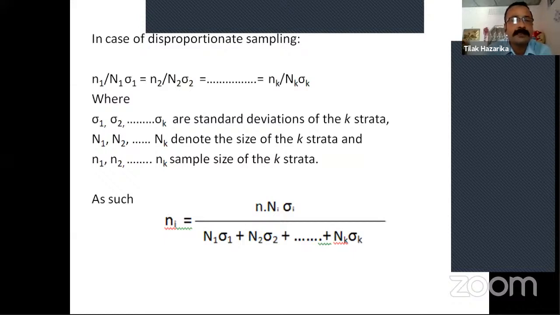So here, sigma 1, sigma 2, sigma k are the standard deviations of the k strata. N1, N2, Nk are the sizes of the k strata, and how much sample we have to draw is small n1, small n2, and small nk. That is the size of the sample we have to draw from the whole strata. It gives n_i = n times N_i sigma_i over the sum of N_i sigma_i. Sigma i means the standard deviation of any given stratum, and it goes up to the last stratum, that is Nk. Accordingly, we will draw the proper sample size, a proper representative sample, to justify my research work.